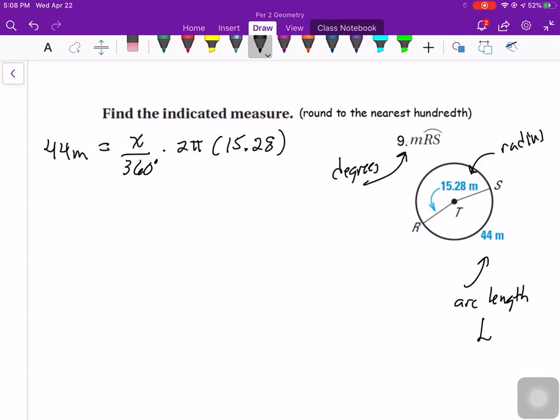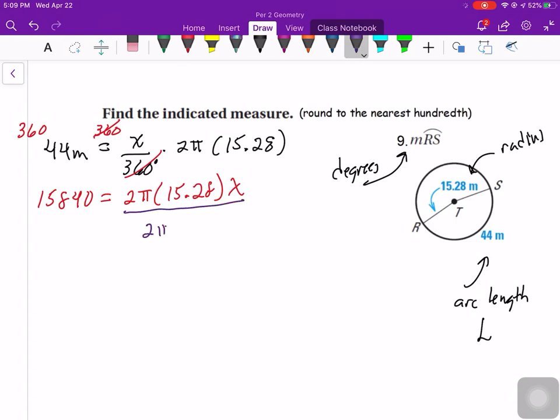Now, to solve this for the x, I would suggest we get rid of the 360. Whenever you have the number on the bottom, we'll multiply both sides by that. So we'll multiply both sides by 360. 360 times 44 gives us 15,840. And on the other side, we actually have 2 times pi times 15.28 times the x. In order to get the x by itself, we'll divide both sides by the 2 pi times 15.28.